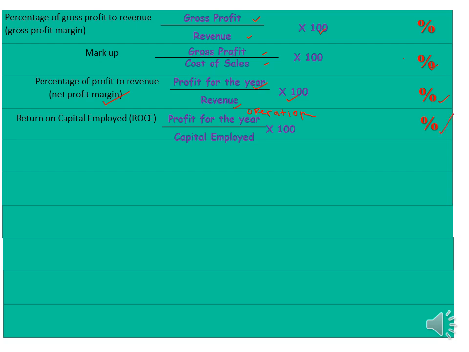So all these 4 are profitability ratios. All these profitability ratios, the answer will be expressed as a percentage. Okay, now we move on to the next formula. Next formula is current ratio, or we call that working capital ratio. The current ratio formula is current assets over current liabilities. The answer will be in a ratio.